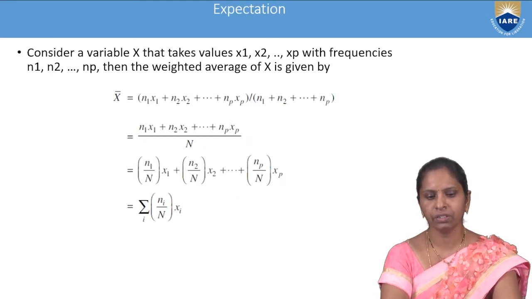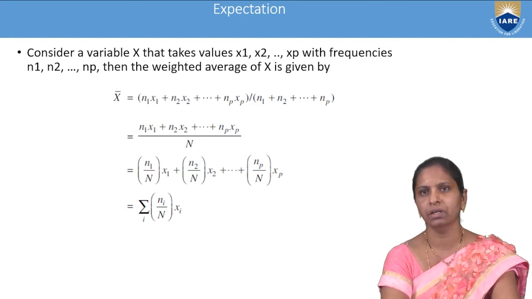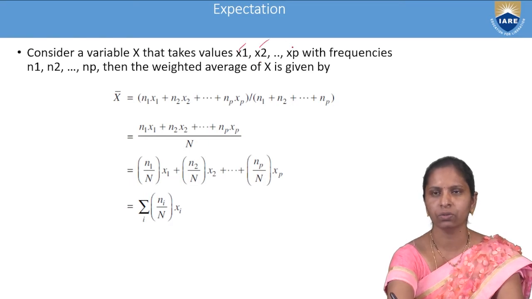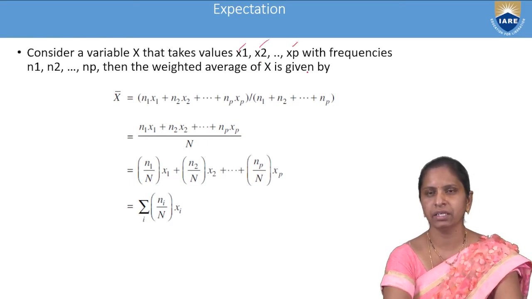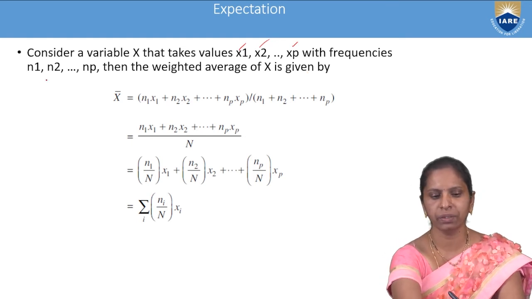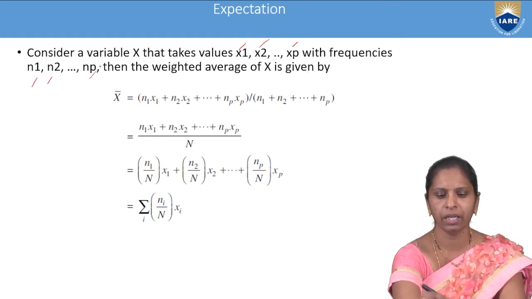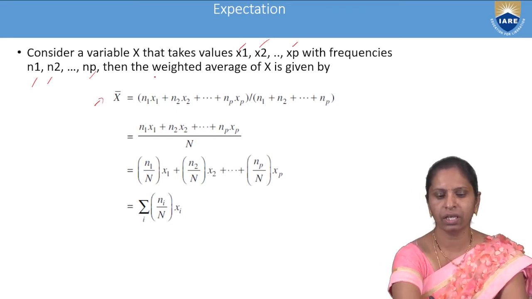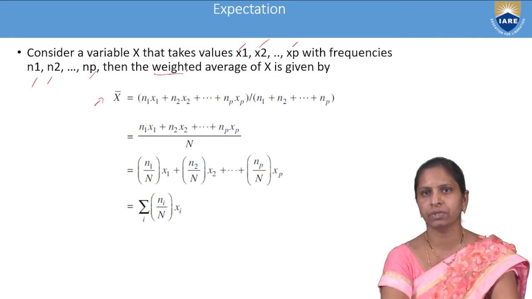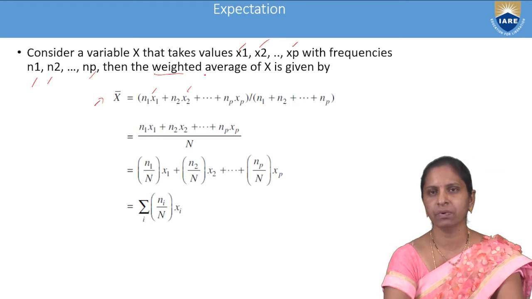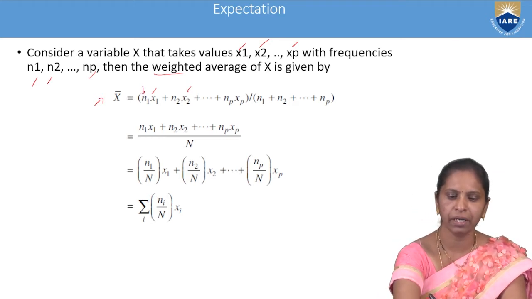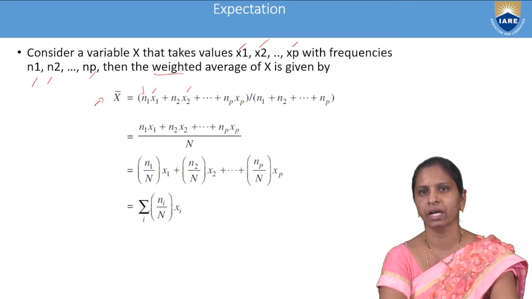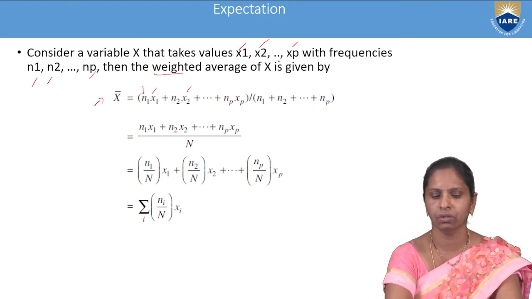And coming to that, I am taking a variable x first of all. It consists of a number of p values, nothing but x1, x2 and so on up to xp. And these values are occurring at the frequencies of n1, n2 and so on, np. Then what is the average? It is called as weighted average. So why it is called as weighted average? Because the values x1, x2 and so on, xp are multiplied by their weights. So it is called as weighted average.